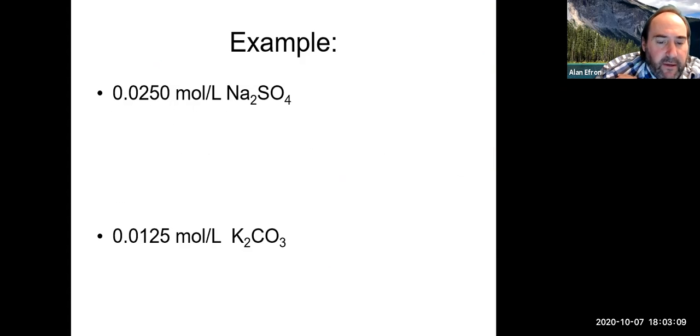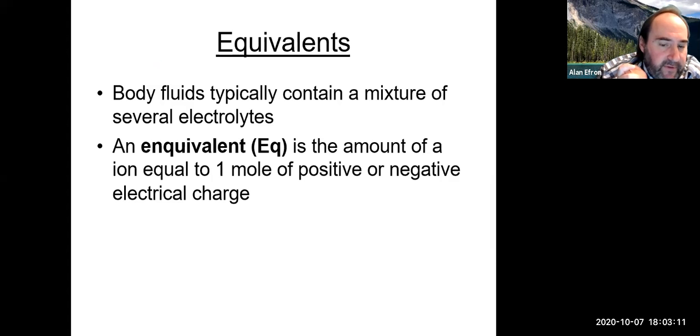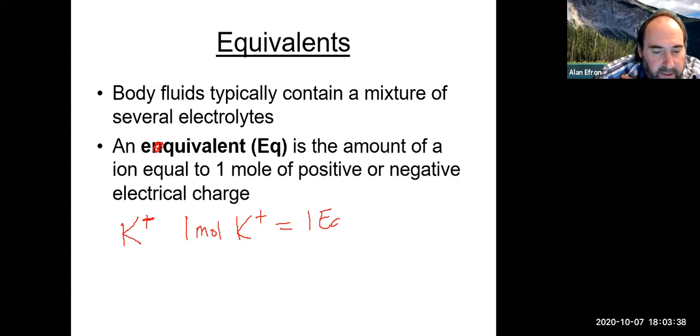So equivalence, again, an equivalent is a way that we could represent the concentration of ions in solution, and it is really based off the charge. For example, if we had a potassium ion in a solution, we could come up with a conversion factor and say for every 1 mole of potassium, we get 1 equivalent. And where did I get that 1 equivalent? I got it from the charge.